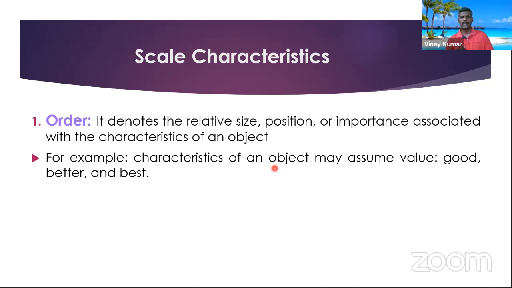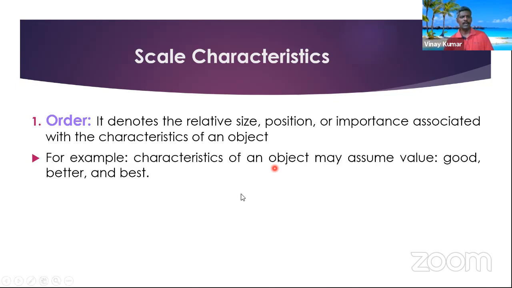For example, if a researcher is doing research on the quality of a product, is he able to assign a value to the product he has taken for his research and understand how good the product is, how better the product is, how best the product is? So that's one of the important aspects of scale characteristics: order.